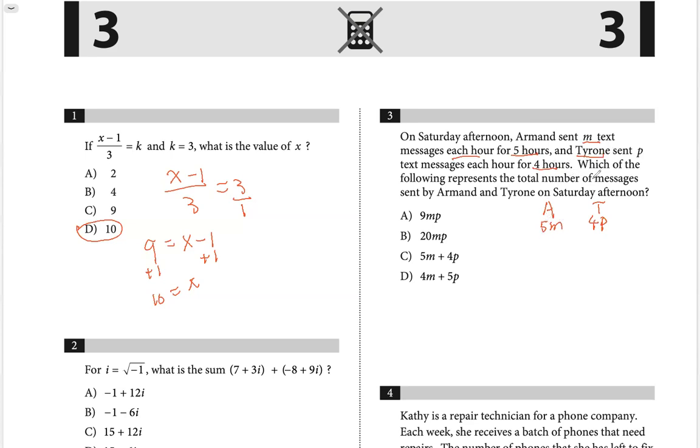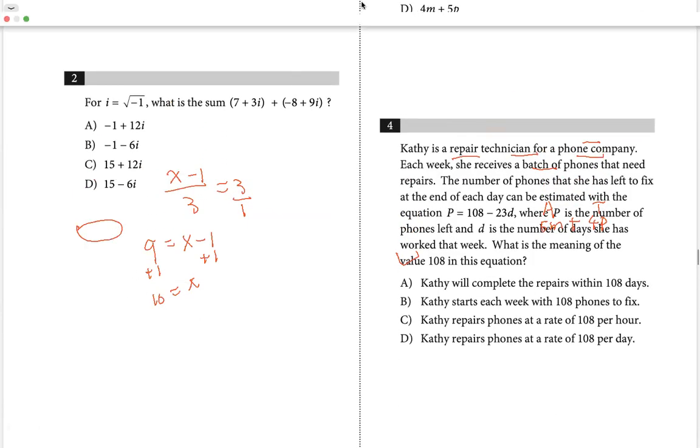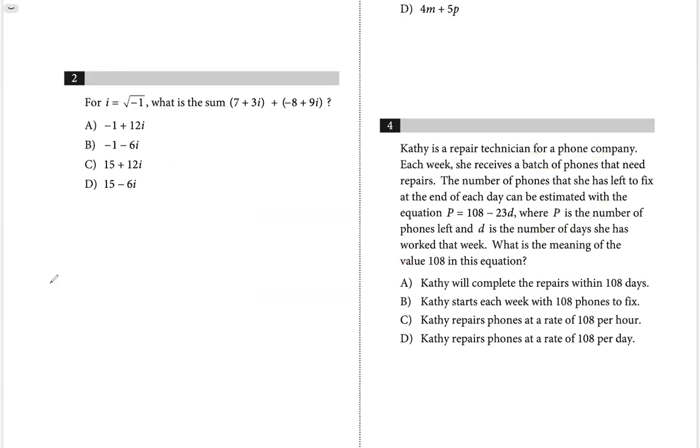Okay, so what is the question? The question is asking, which of the following represents the total number of messages sent by both of them? Well, total means add those two. So now let's compare this. 5M plus 4P. 5M plus 4P. That's C. Let's move this up a little bit. First, let's erase everything. Now let's see 2.